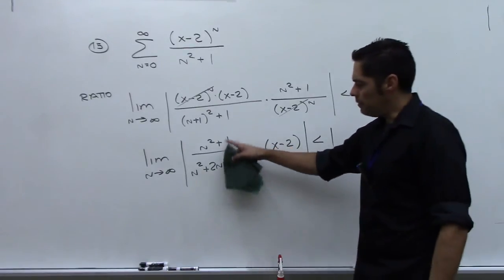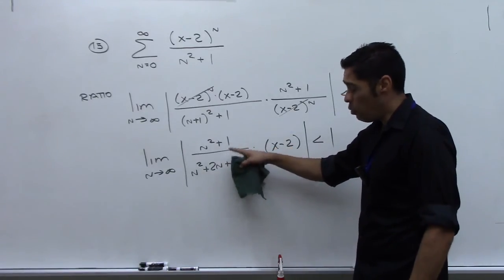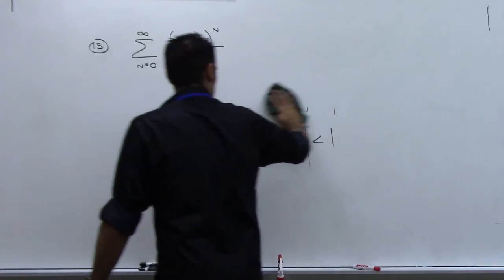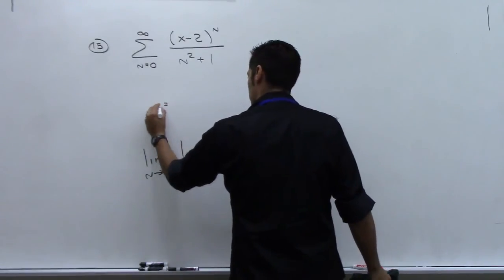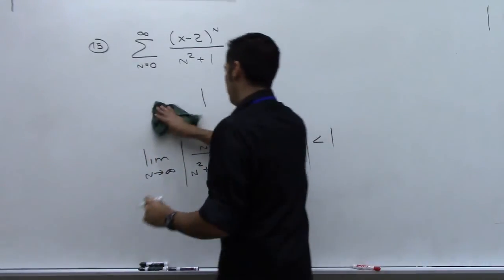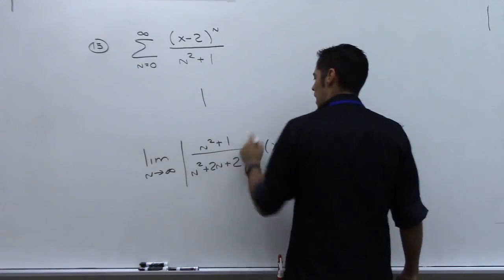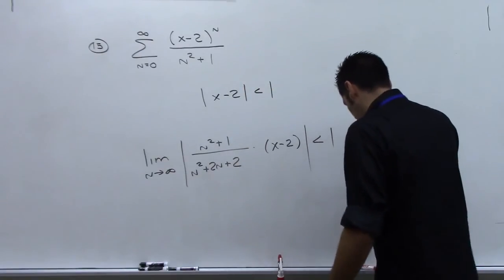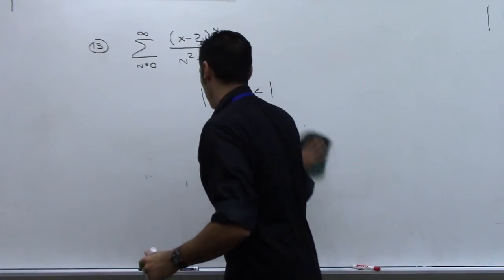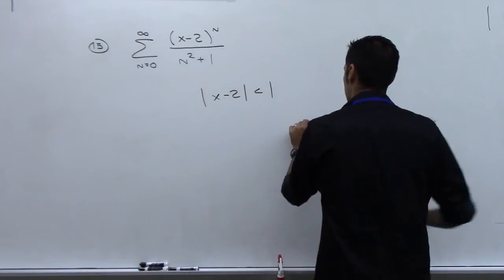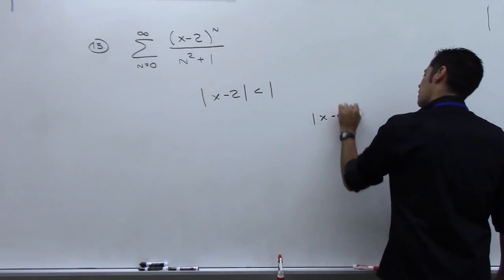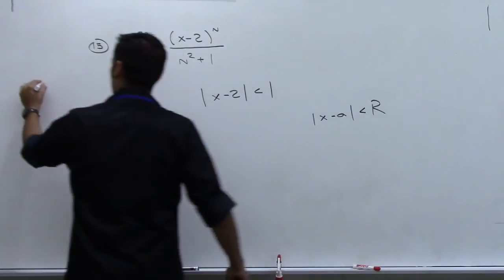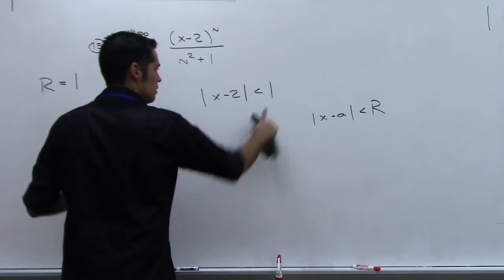And on this, infinity over infinity, if you do L'Hopital on that twice, I believe, you're going to get 1. So since that goes to 1, this limit is equal to the absolute value of x minus 2, which must be less than 1. And that is what we're trying to get. Remember, to find the radius of convergence, you have to have it look like this. And that's what we have. So my radius of convergence right now for this problem is 1.